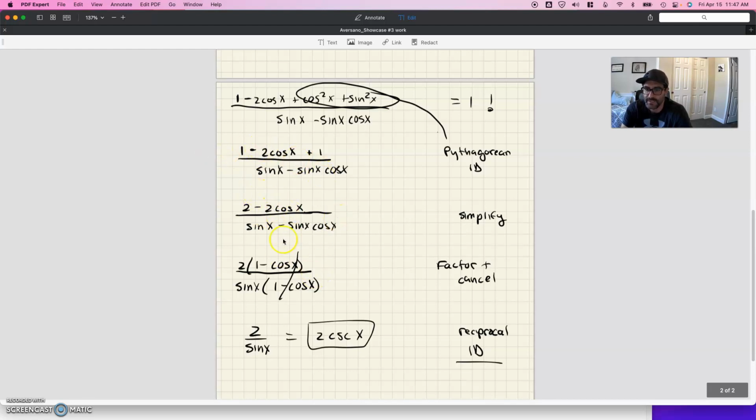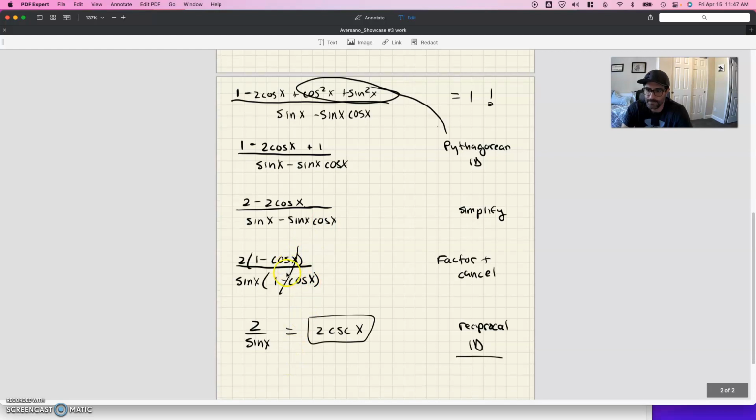From here, I saw that the foiling we did on the bottom was actually not helpful, so I refactored it. And I factored out the 2 in the top and the sine x on the bottom. And then I got this common term on the top and bottom of the divisor so we can cancel it out. So I pulled the 2 out to get 1 minus cosine x, and I pulled the sine x out to get 1 minus cosine x on the bottom. So we can cancel these out.